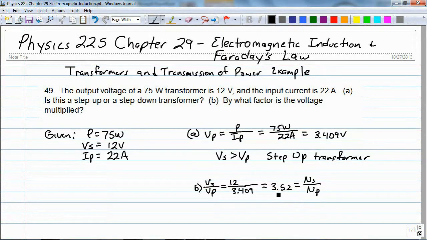So that tells me that for every turn in the primary, there's 3.5 turns in the secondary. If I have 2 turns in the primary, that's going to be a little over 7. And if I have 3 turns in the primary, that's going to be a little over 10.5. So this ratio can be whatever ratio we want, and we'll still get this ratio of the potentials.